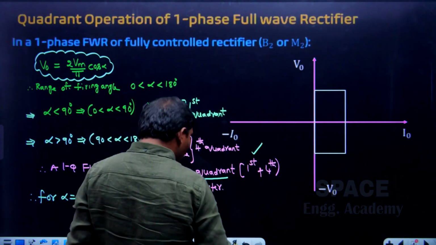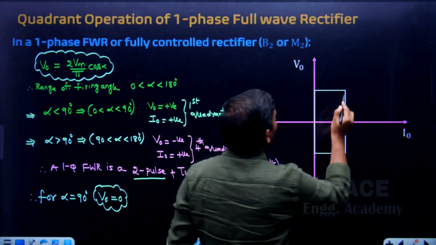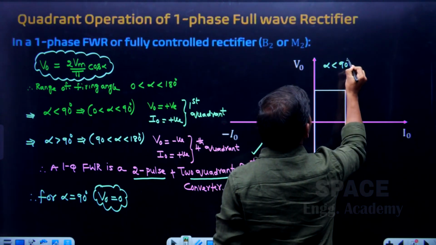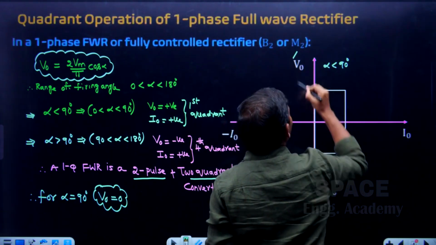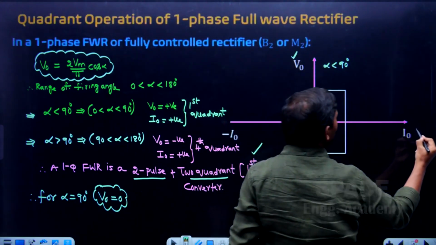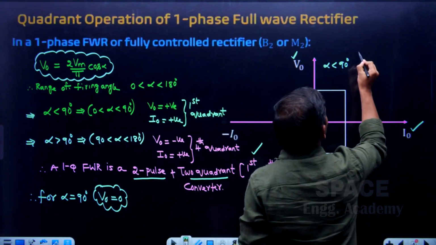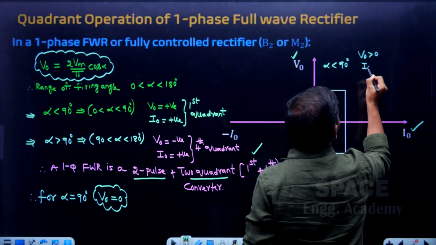For alpha less than 90 degrees, it is operated in the first quadrant. Then V naught is positive and I naught is positive, that is, V naught greater than 0 and I naught greater than 0.